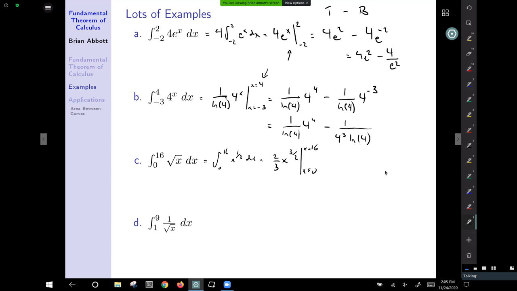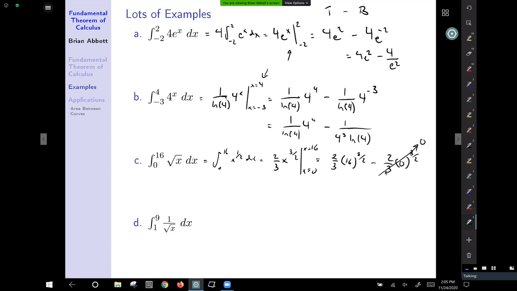What do we end up with? We'll start right here. Okay, so we have top minus bottom. 2/3 times 16 raised to the 3/2 power minus 2/3 times 0 raised to the 3/2 power. Well, 0 raised to the 3/2 power is pretty nice. 0 to any power is just 0. Anything times 0 is that.